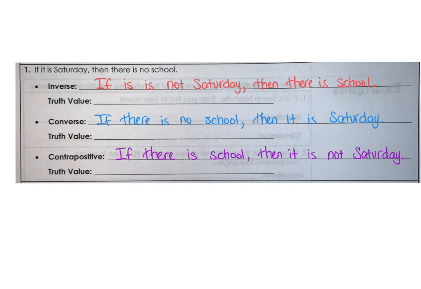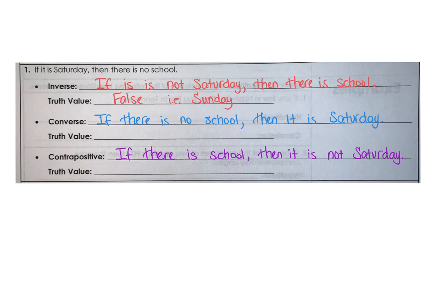Inverse. Inverse is where you keep them in the same order, but you negate them. So the inverse should look like this. If it is not Saturday, then there is school. Is this true or false? False. What is your counter example to this? Sunday. Yeah, Sunday. And for this week, Monday, actually, right? So anytime you give me false, you're going to have to give me a counter example of it, by the way.